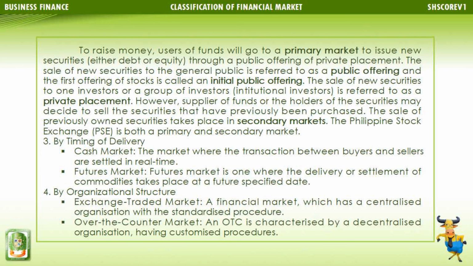Number 3 is by timing of delivery. Cash market, the market where the transactions between buyers and sellers are settled in real time. Futures market is one where the delivery or settlement of commodities takes place at a future specified date. Number 4, by organizing structure. Exchange-traded market, a financial market which has a centralized organization with a standardized procedure. Over-the-counter market, an OTC market is characterized by a decentralized organization having customized procedures.